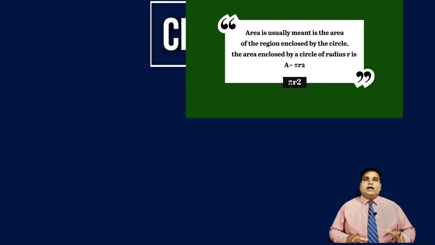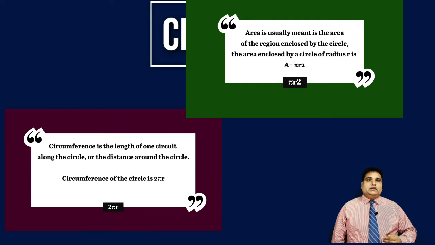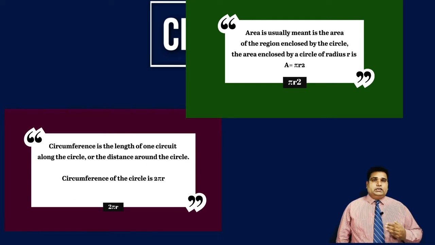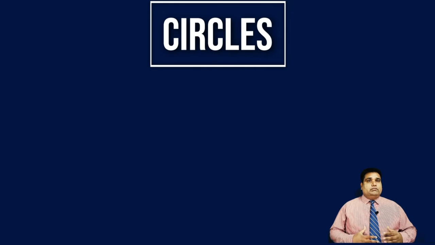And what is circumference? Circumference is the length along the circle, or the distance around the circle. In simple words, we can say the outer boundary of the circle is the circumference. So the area of a circle is pi r square and the circumference of a circle is 2 pi r.